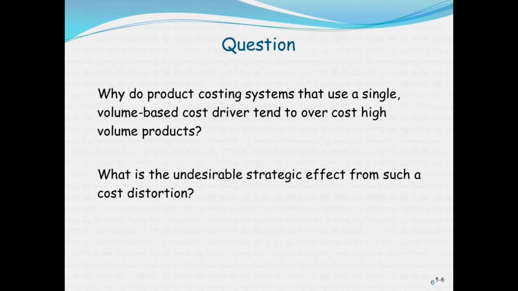Okay, so I mentioned this before. Maybe you all could think about it. Why do product costing systems that use a single volume-based cost driver tend to overcost high volume products? And what's the undesirable effect of this cost distortion? Anybody? Why would you tend to overcost high volume product?